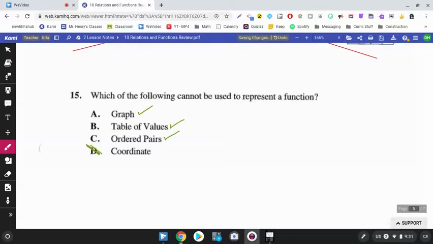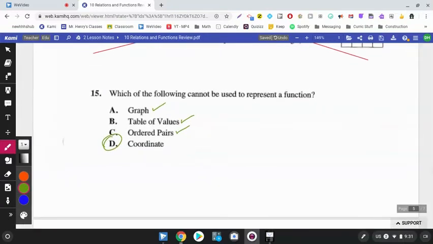Coordinate, well, I don't even really know what they're saying by coordinate. Maybe it means coordinates or ordered pairs, but I already said ordered pairs, so I know A, B, and C are good. Well, I guess I shouldn't have crossed it off. I should have circled it. So D is my answer. Coordinate doesn't really mean anything. It doesn't really make sense. The other three I know can represent functions, so that's my answer.